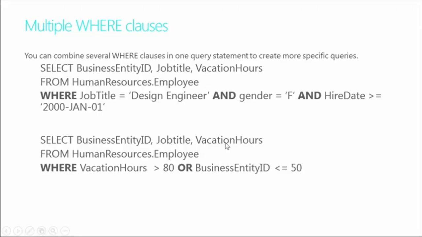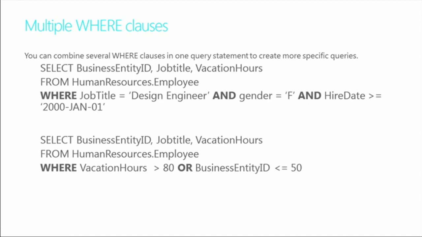So for the next one, instead of using an and clause, we're using an or clause here. Select business entity ID, job title, vacation hours from the same table, where vacation hours is greater than 80, so it could be anybody who has more than 80 hours available to them, or their business entity ID is less than 50.